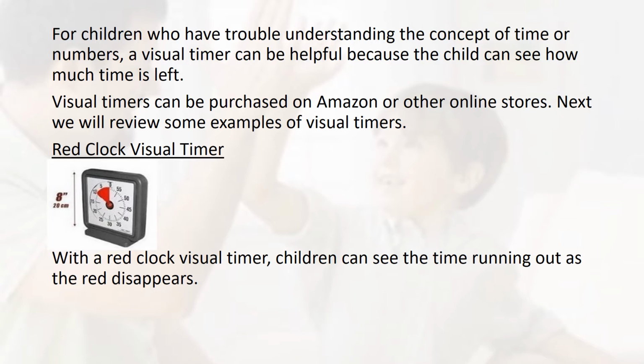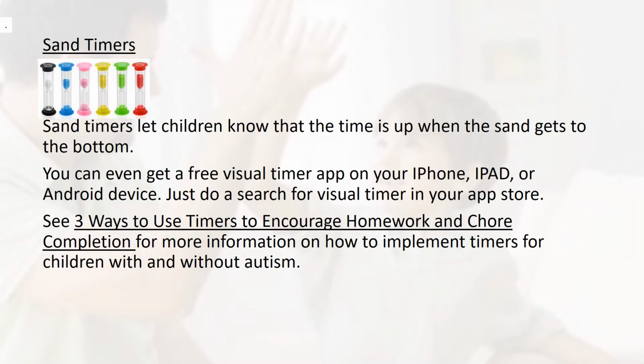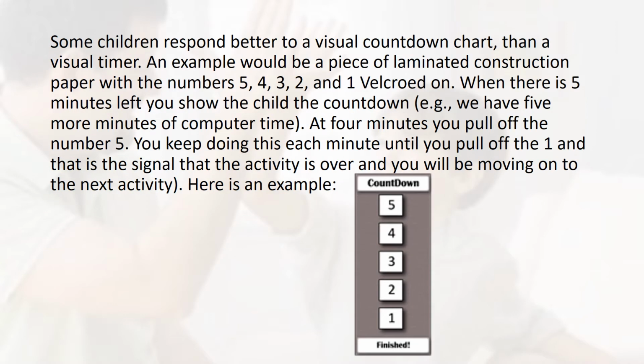Here you see the red clock visual timer. With a red clock visual timer, children can see the time running out as the red disappears. Sand timers. Sand timers let children know that the time is up when the sand gets to the bottom. You can even get a free visual timer app on your iPhone, iPad, or Android device. Just do a search for visual timer in your app store. See 3 ways to use timers to encourage homework and chore completion for more information on how to implement timers for children with and without autism.